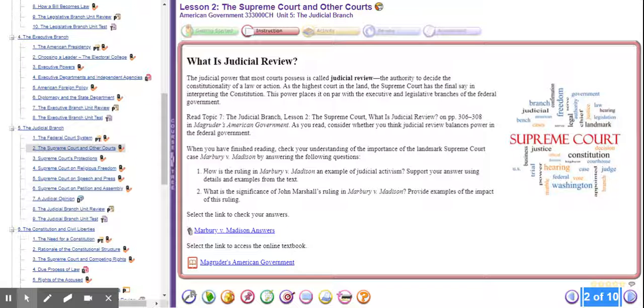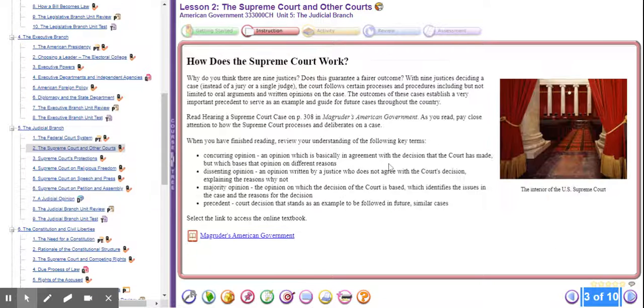Judicial review came about because of a court case in 1803 called Marbury versus Madison. You're going to read a little bit about that also, but that's really important. I'd make sure I wrote that down. What is the significance of John Marshall's ruling in Marbury v. Madison? Well, it brought about judicial review. Super important, so be sure that you take a look at that.